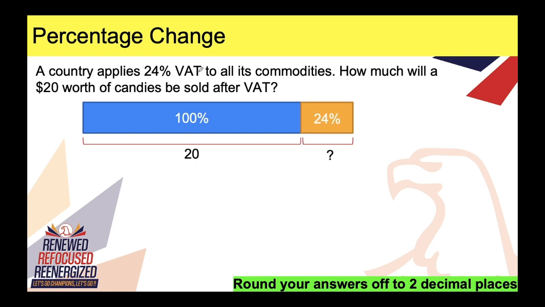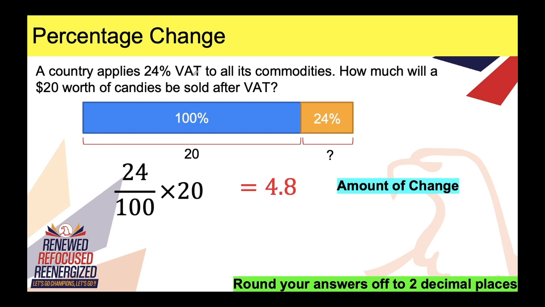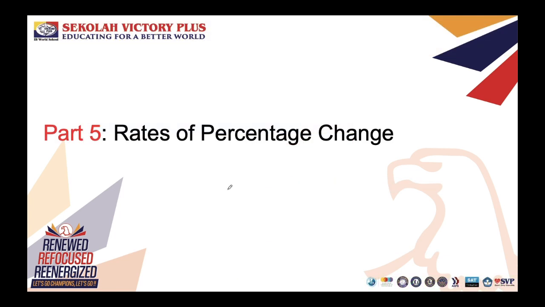So VAT means value added tax, a value which is being added on top of the original price. Since it's added, we know that this must be a percentage increase. At this moment, you should already know how to compute for this. Increase meaning we add, therefore we got $24.8. Okay, and I think this is the end of part 4.